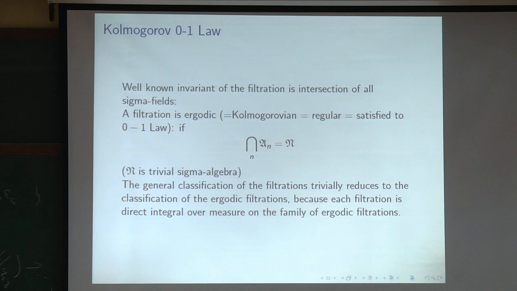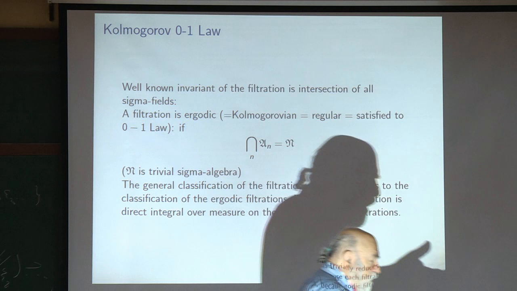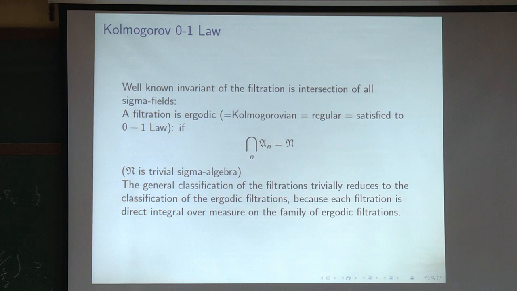There are many other examples of processes, random processes, or if you want, graphs, in which you have this zero-one law. It's not trivial to check that a given process has this property. It needs to consider some analytic problem and so on. But nevertheless, this is a first, in a sense, dividing of all filtrations into some non-trivial classes.